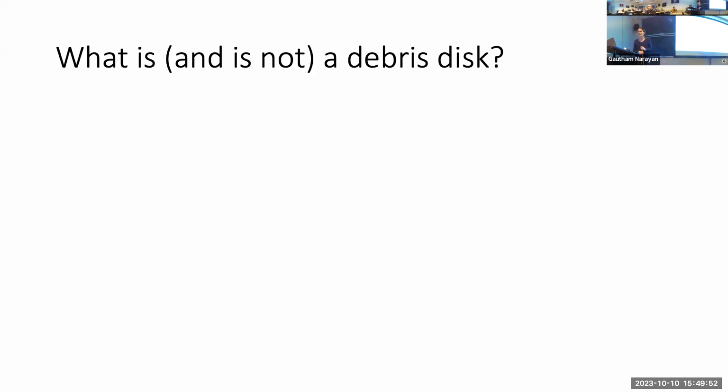So what is and is not a debris disk? I'm going to ask you guys. Are you ready? Okay, this is your quiz before I've told you anything, just to see what people think about debris disks. Don't be embarrassed if you don't know the answers, but I want to get a sense of how much you know about debris disks or what kind of ideas are floating around up there.